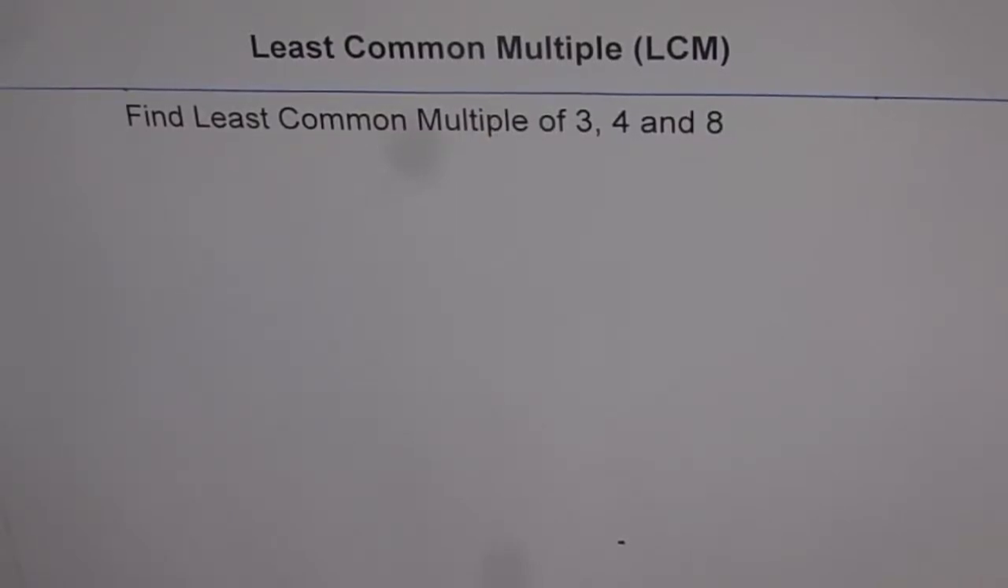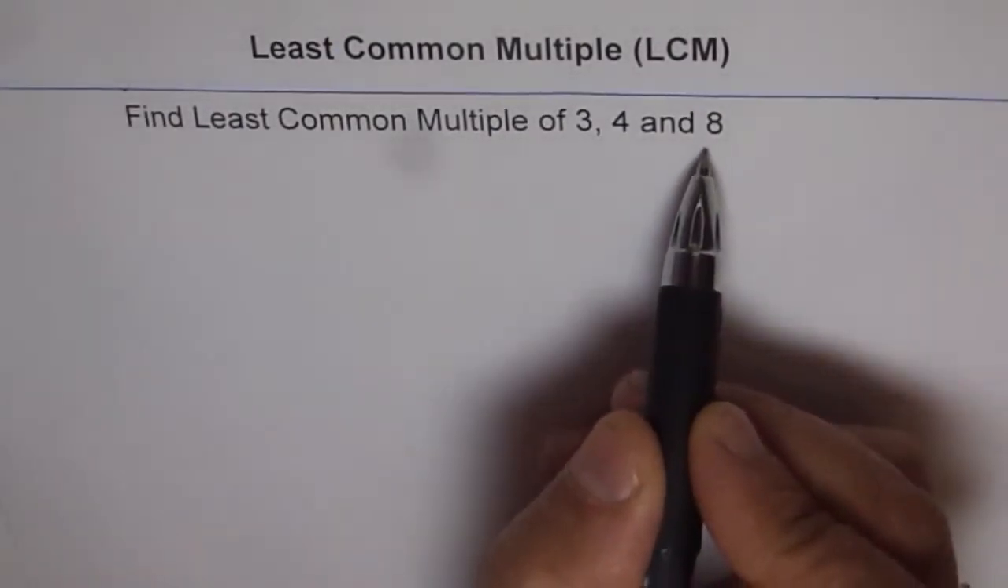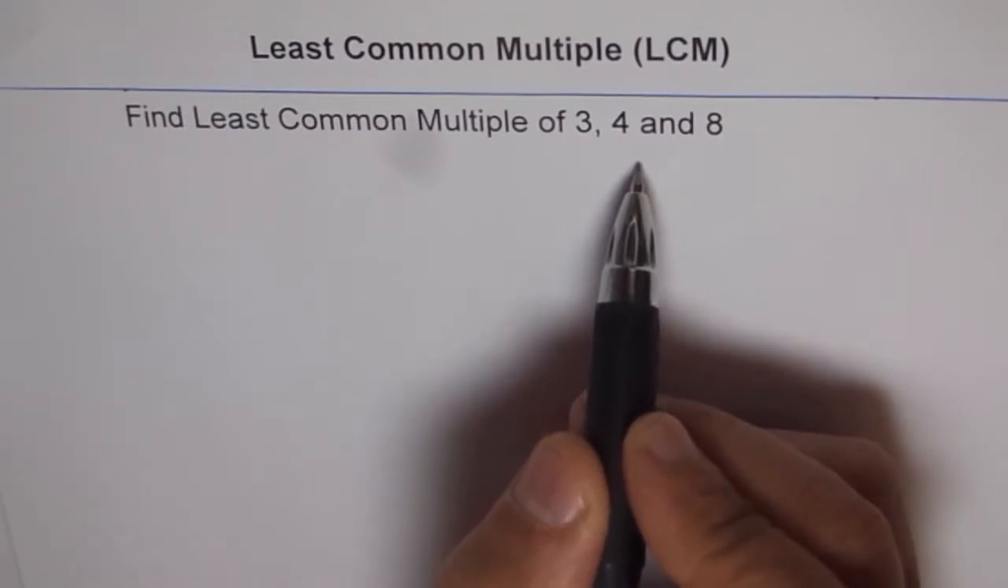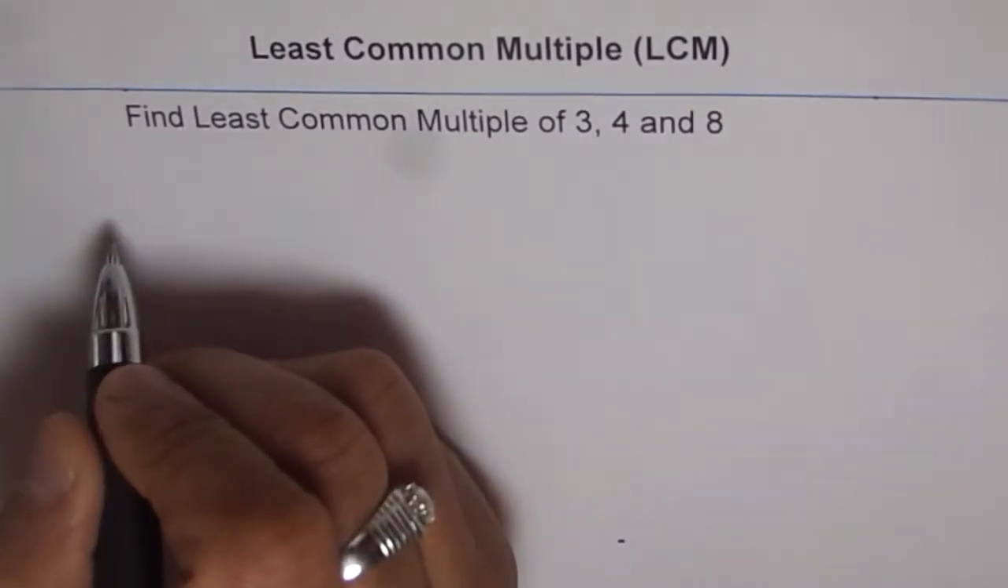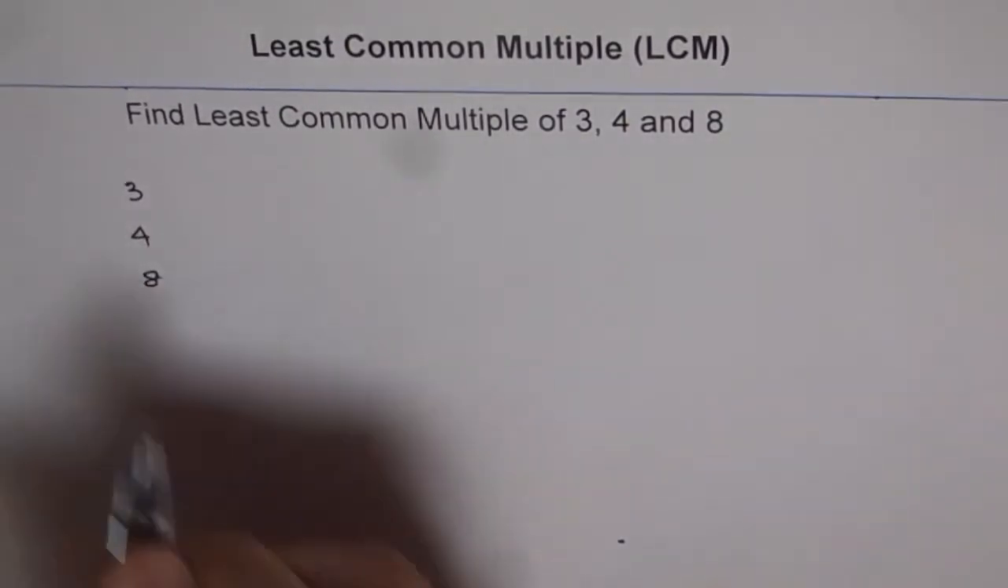Least common multiple. Find the least common multiple of 3, 4 and 8. We'll try to find the least common multiple of 3, 4 and 8 using two different methods. So the first method is listing out the multiples, finding the common ones and then selecting the lowest. So let's list the multiples of the numbers 3, 4 and 8.